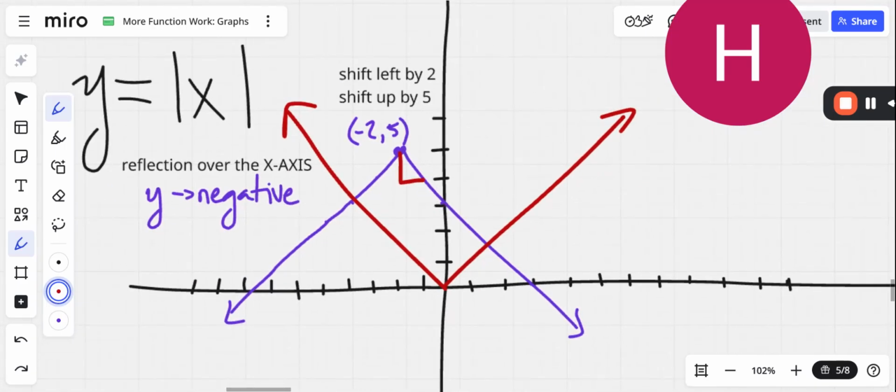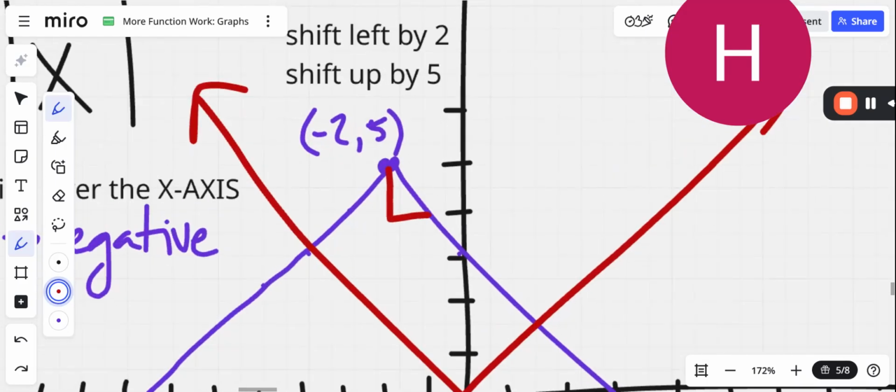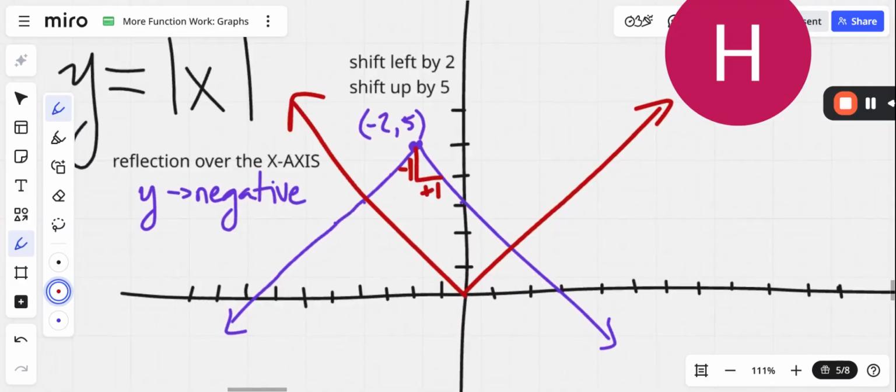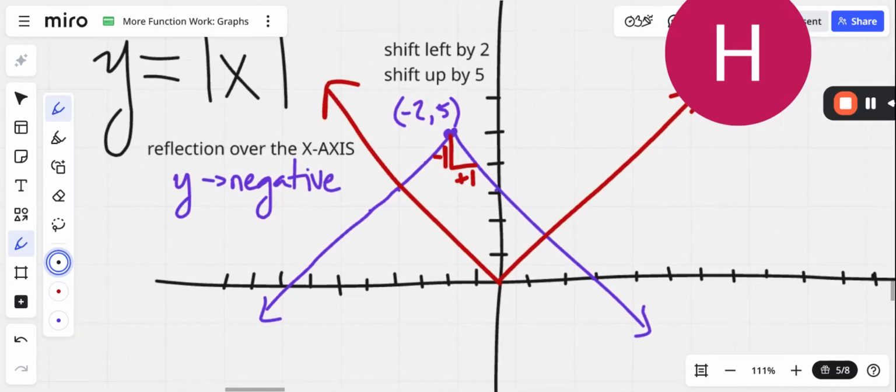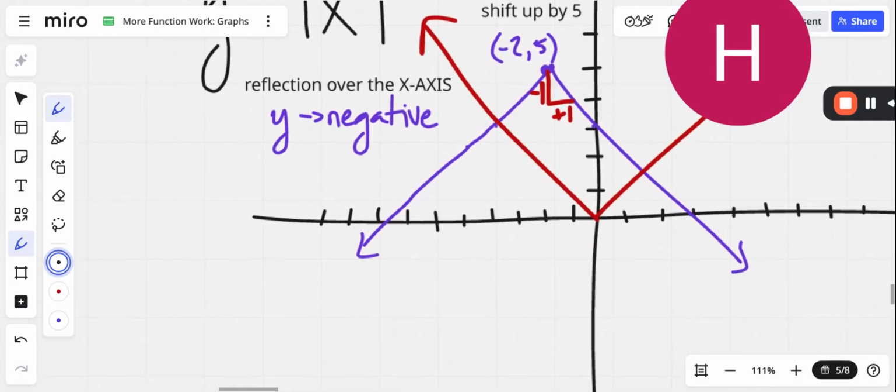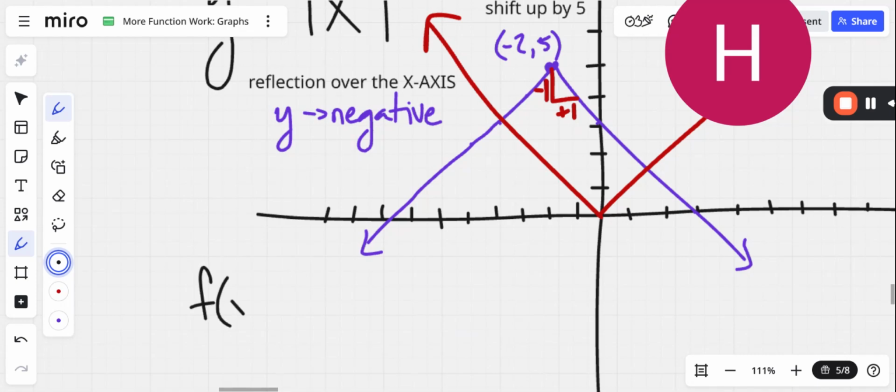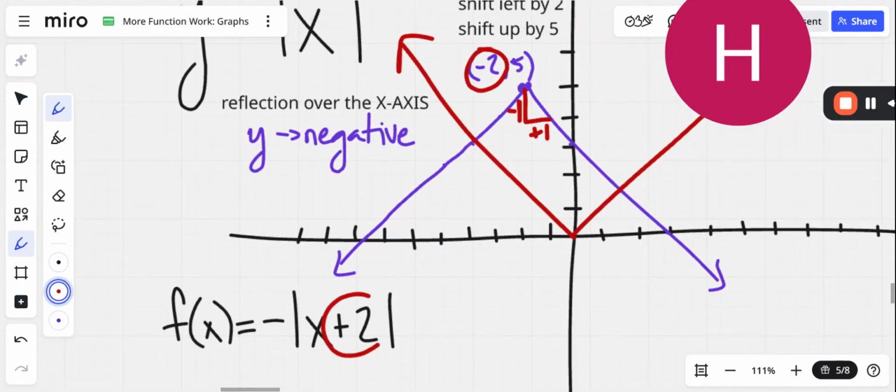And so the function is going to look like this. Negative absolute value of x plus 2, because we do the opposite of what our x's tell us. And then we have the super cooperative vertical shift plus 5. You're going to really like those vertical shifts. They're very cooperative. And now we have 3 functions based on these graphs. All right, let's keep it moving. We've got 3 more functions to go.